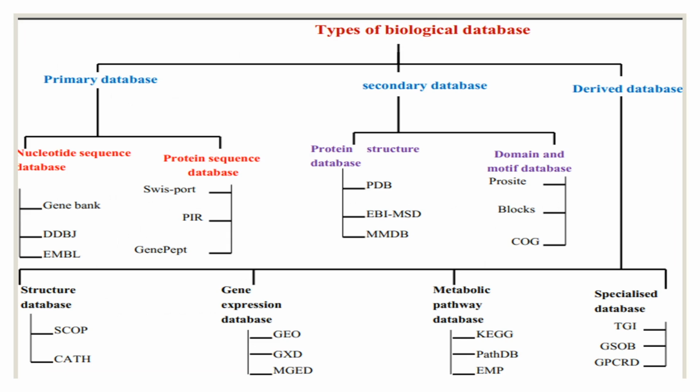There are different types of biological databases: primary databases, secondary databases, and derived databases. Here we are discussing nucleotide databases. You can see that the nucleotide sequence databases contain three databases, mainly GenBank, DDBJ, and EMBL. Protein sequence databases are SwissProt, PIR, and GenPept. But we are discussing only nucleotide sequence databases in this presentation.